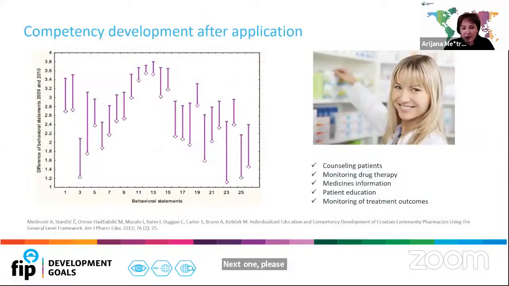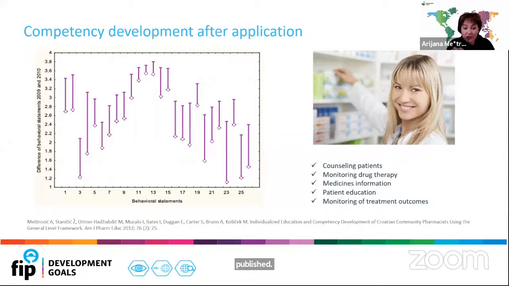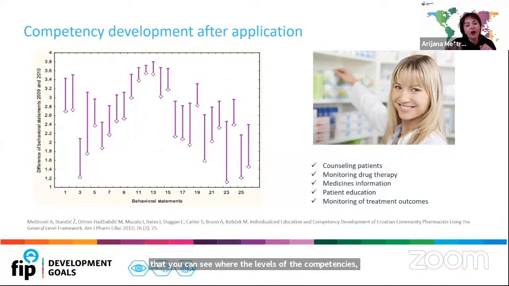Here you can see that competencies can be measured and evaluated, but also compared. This is the result of actually my PhD work, which was done 10 years ago and published. So it's possible to have a group of, for example, pharmacists. This was a group of 100 pharmacists in Croatia. And those dots that you can see were the levels of the competencies at the beginning of the project. So we were measuring how well they are performing in certain aspects.